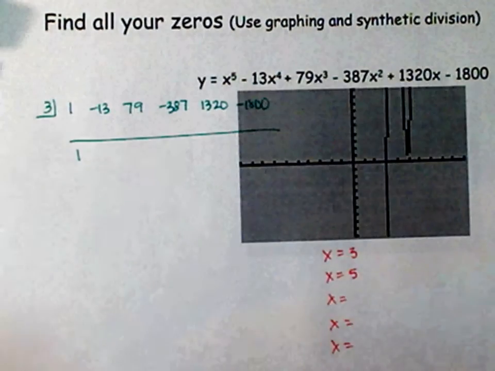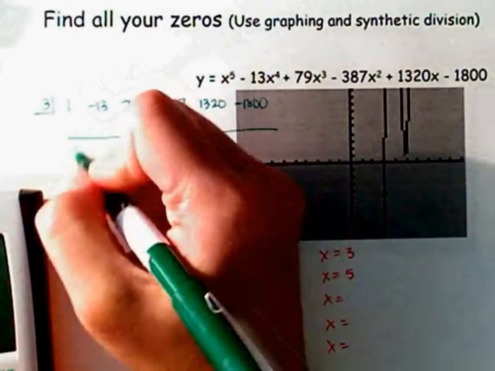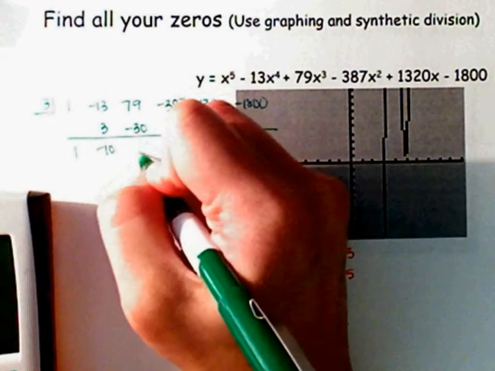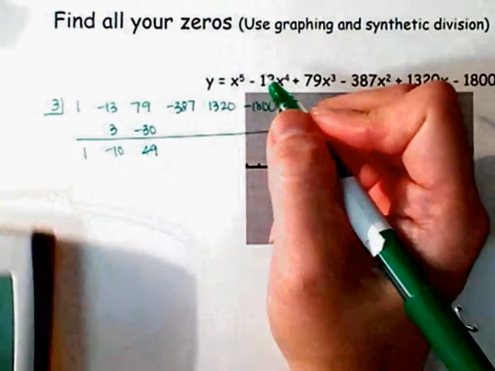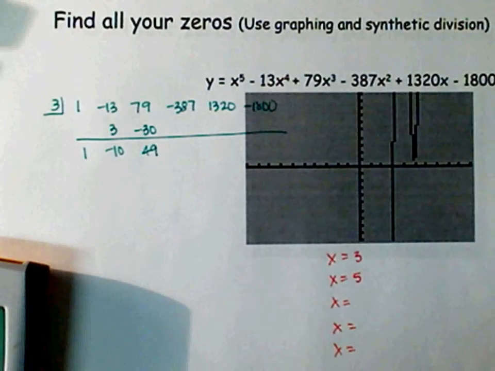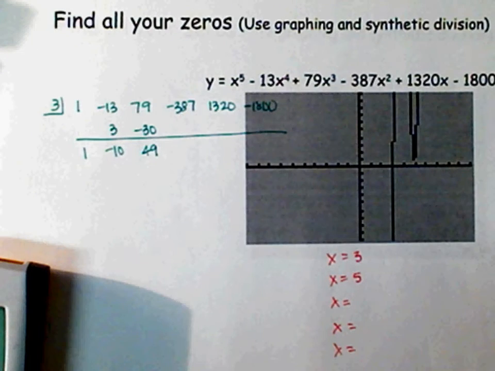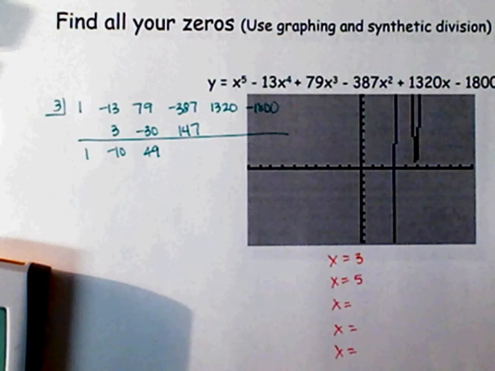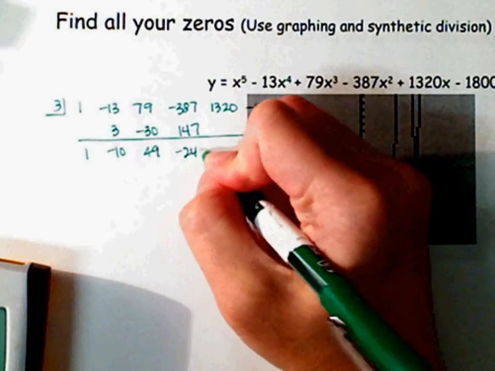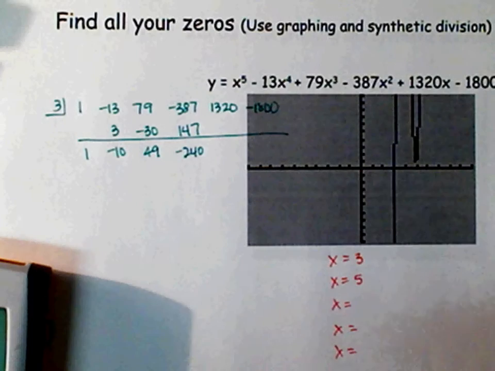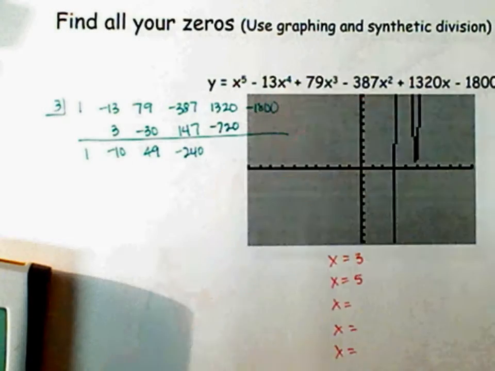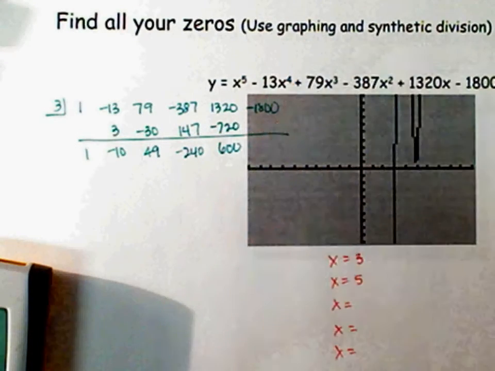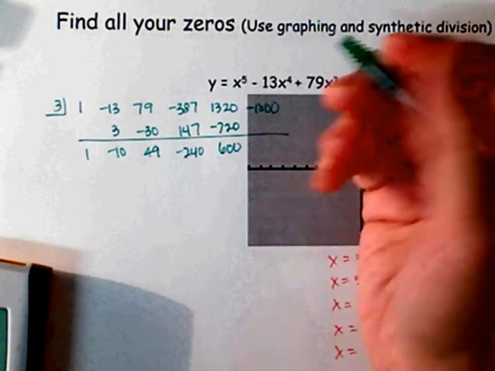1 times 3 is 3, leaves you negative 10. Negative 10 times 3 is negative 30, leaves you 49. You're adding, okay? 49 times 3 is, what is that? 49 times 3 is 147 minus 387. That gives you negative 240. Times 3. Negative 720 plus 1320. I'm just doing all my calculator. 600 times 3 gives you 1800. Check. That gives you a 0.